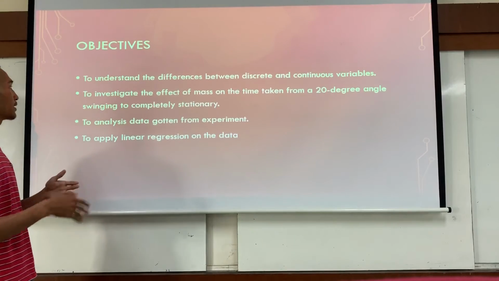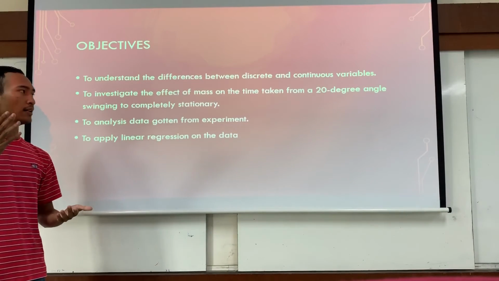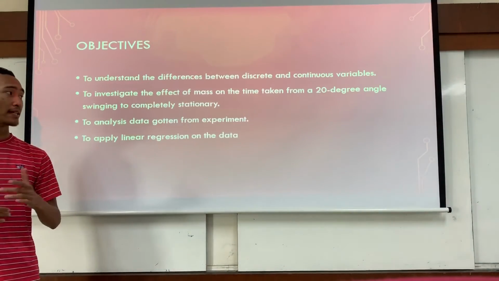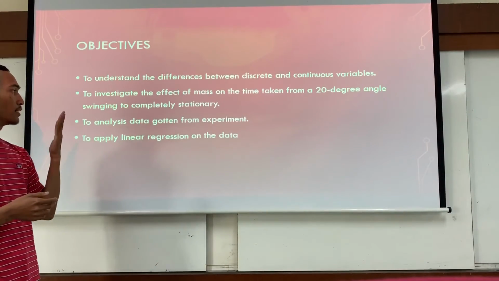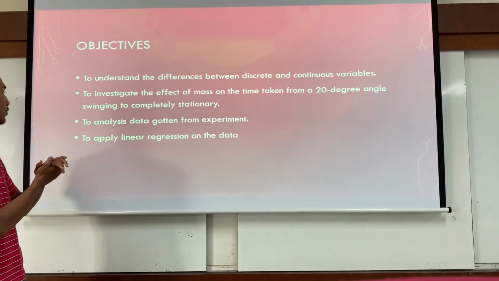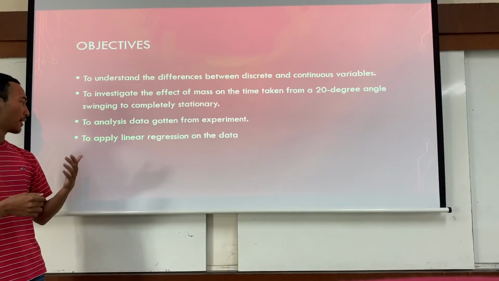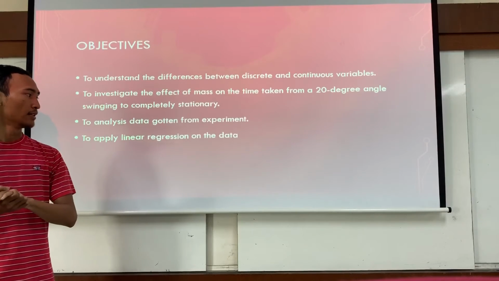Next, the objective. It is pointless to make an experiment without an objective. The objective here is to understand the differences between discrete and continuous variables, to investigate the effect of mass on the time taken from a 20-degree angle swinging to a complete stationary, and to analyze the data gotten from the experiment and apply linear regression to the data obtained.